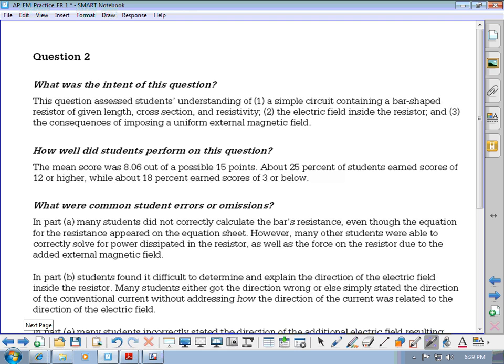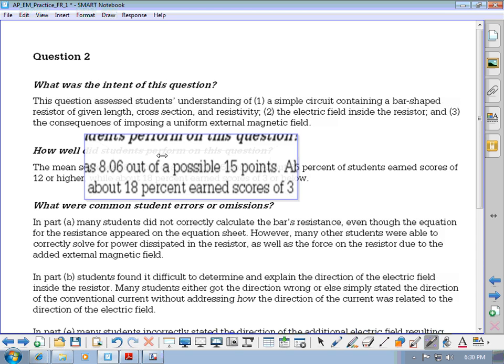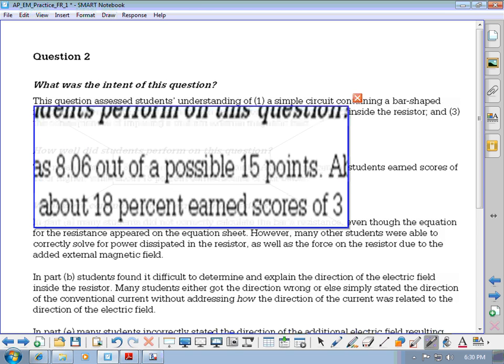The intent of the question was to assess an understanding of simple circuits containing a bar-shaped resistor with certain properties, knowing the electric field inside the resistor, and the consequences of an external magnetic field. How well did students perform? The average score was 8.06 out of 15. Again, you see that was definitely higher than we had before. Before we had like 6 out of 15.